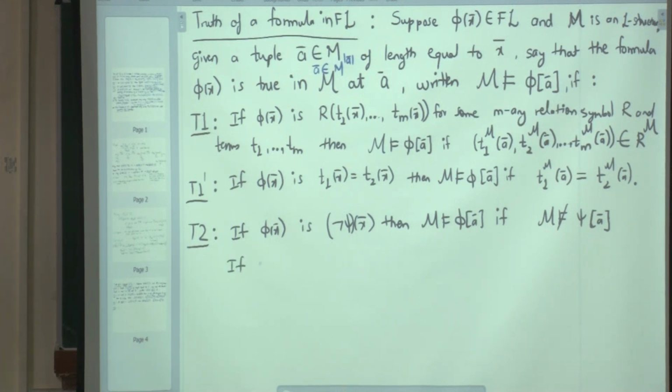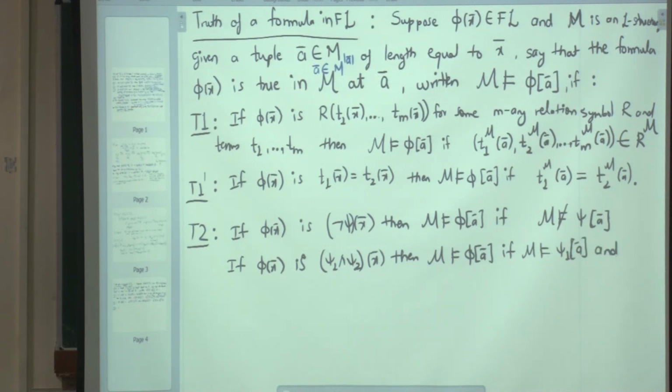If phi x bar is psi 1 conjunction psi 2 x bar, then M satisfies phi at A bar if, can you tell me? M satisfies psi 1 at A bar and M satisfies psi 2 at A bar. Okay, and T3.